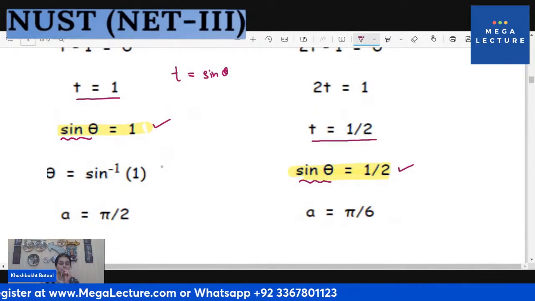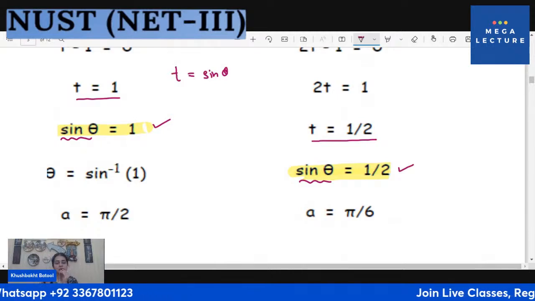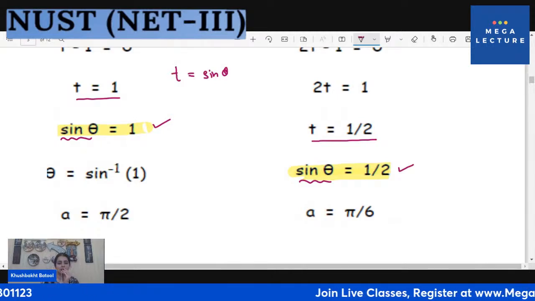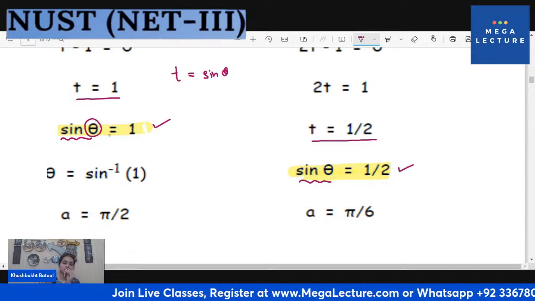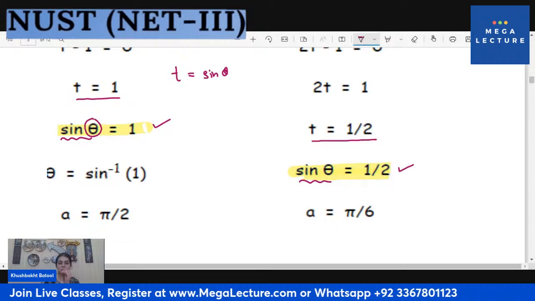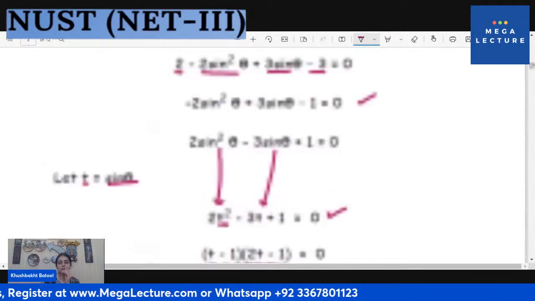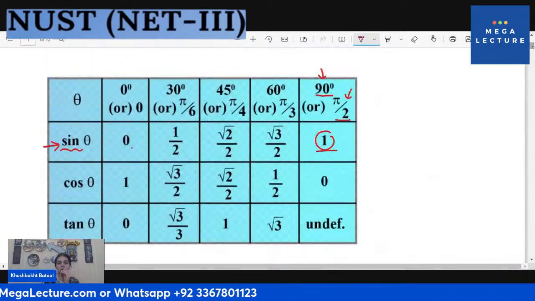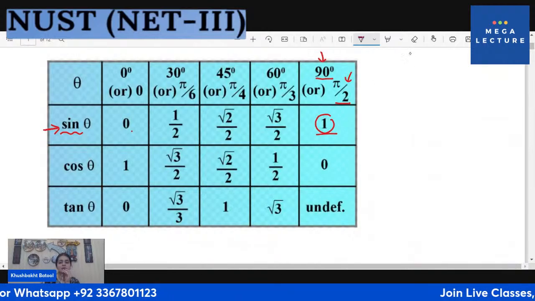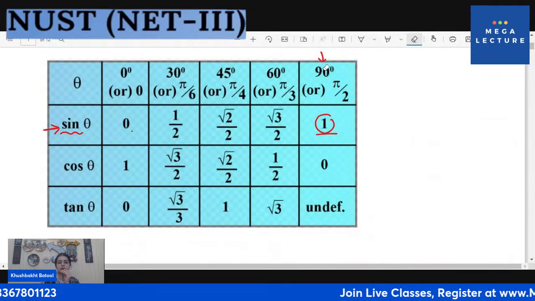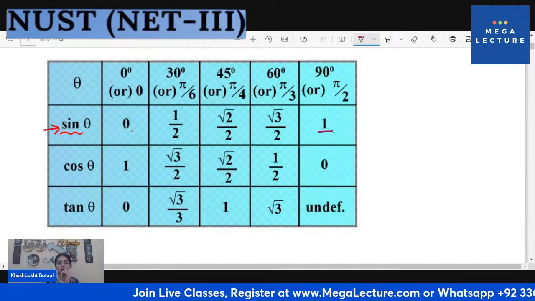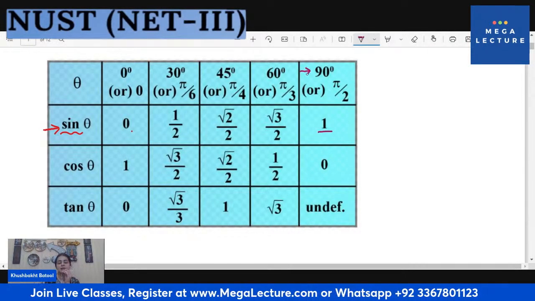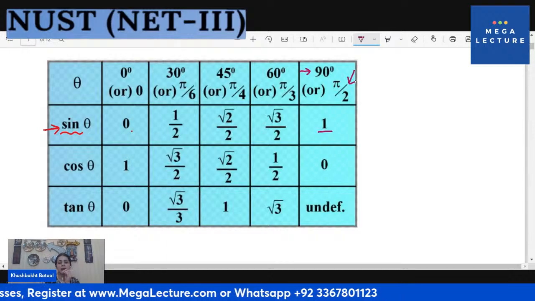Now, whenever you're solving any equation, you need to find the value of the unknown variable. So our unknown is theta. You need to find the value of theta when sine theta is 1. So you will scroll up to the table, not in the examination hall, where you need to memorize all of this, but for this class only. So we know that sine of theta is 1 when theta is 90 degrees or pi by 2.